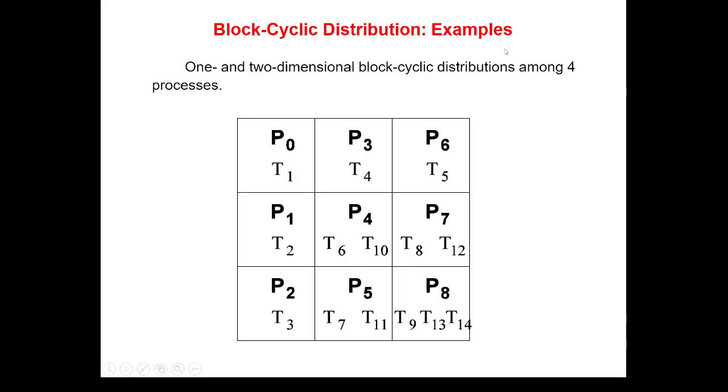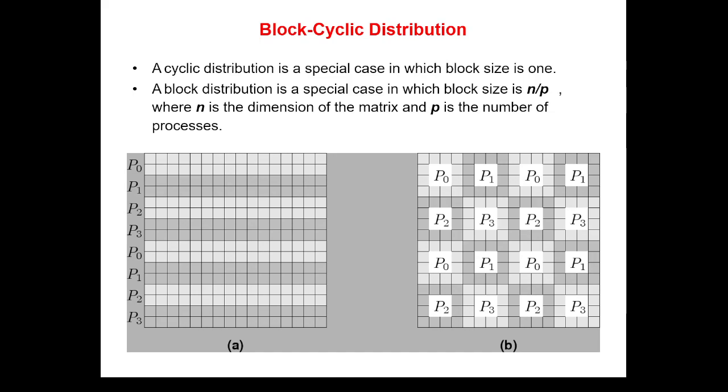So in one and two dimensional distribution among the processes, for example P0 we assign task 1, P1 we assign task 2, P2 we assign task 3. Okay, and then for these three we use the row and column. So P3 is used to do T4, and then process 4 does tasks 6 and 10, and then 5 does 7 and 11. Okay, and this one we assign to some other parts. So we can distribute using blocks. Okay, alright. Like this.